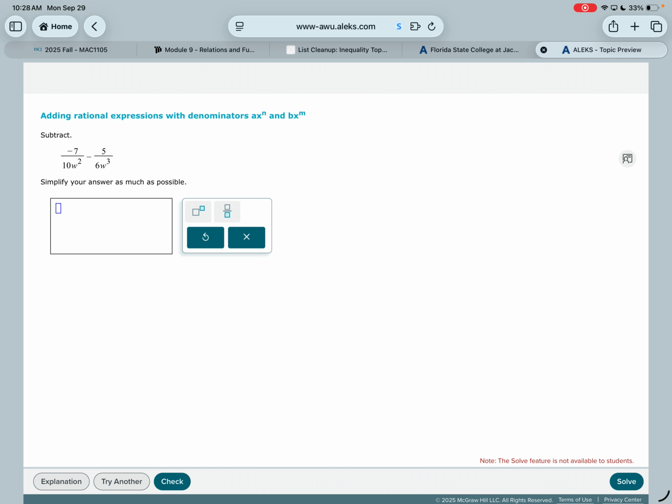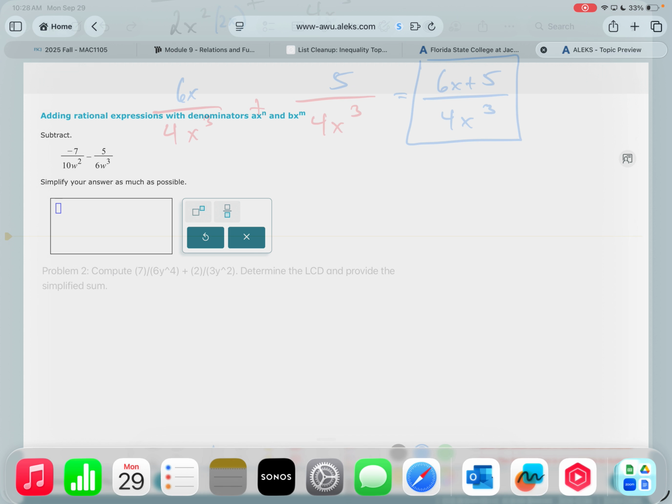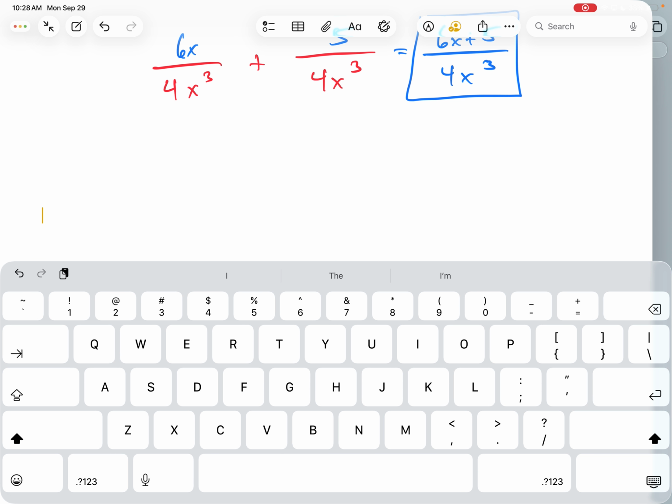Let's do this one with a negative in it. Negative 7 over 10w squared. And we're probably not done, sadly. As I hear you packing up, 5 over 6w cubed.